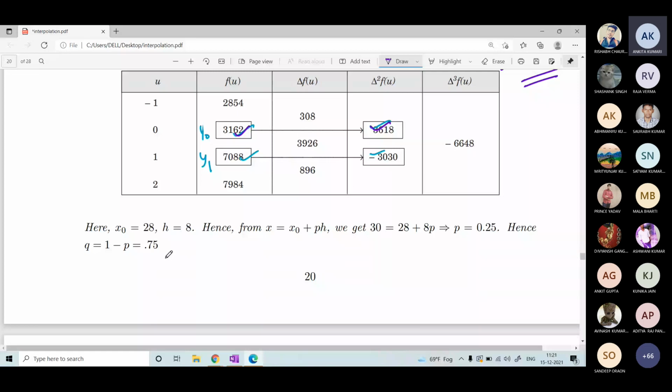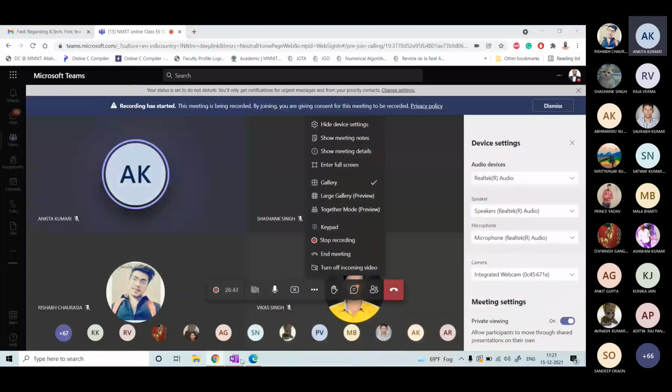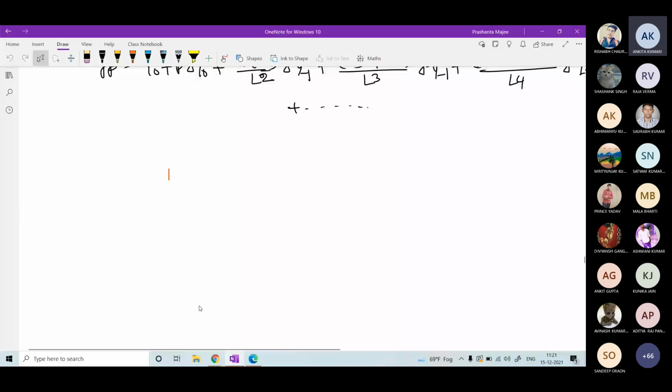Recursive means, suppose initially 3 data points are given to you. Let me write down. So suppose initially 3 data points are given to you. For example, data points are (1, 4), (3, 7), (5, 10). So these 3 data points are given. Okay. So you find the polynomial by some interpolation formula.